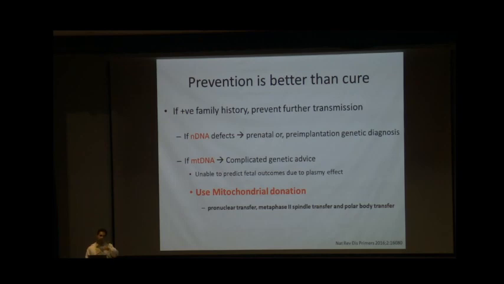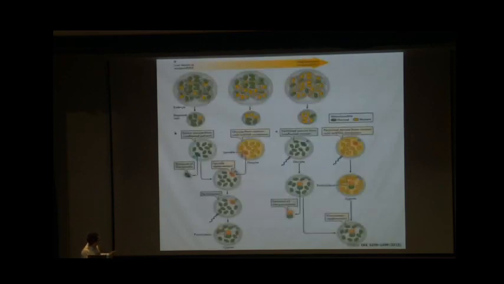It may have a severe disorder just like the mother, or you may have no disorder, because maybe the child would receive all the normal mitochondria. So it is very complicated. You cannot give any genetic advice. What you can do in such cases is, this is a concept which has come up in the last 5 years or so, mitochondrial donation. I'll not go into the details.